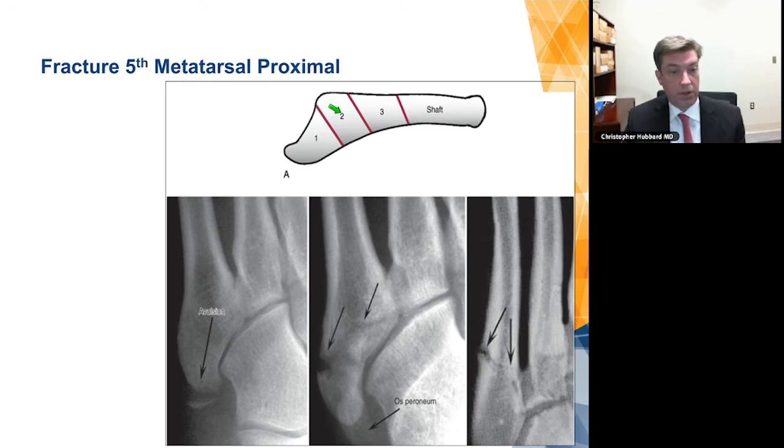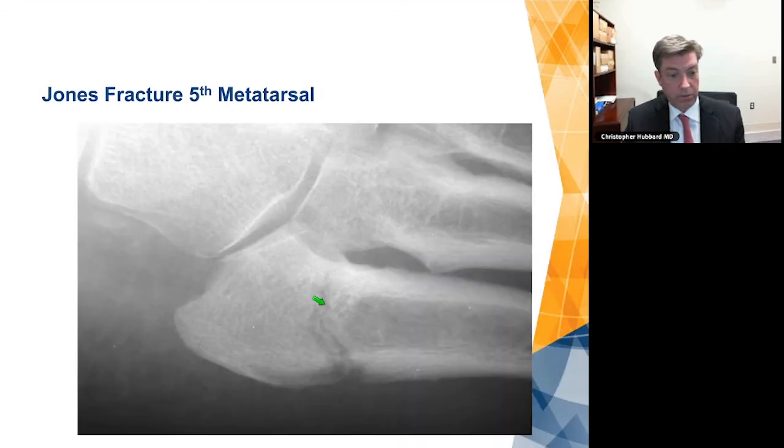The zone 2 is what we call a Jones fracture. So this is really at the junction of the metaphysis and the diaphysis of the fifth metatarsal, and really has poor blood supply. And so these usually do not heal well without surgery. These zone 3s are either further down, and they're really more chronic stress fractures of the fifth metatarsal. So here's just another example of the Jones fracture.